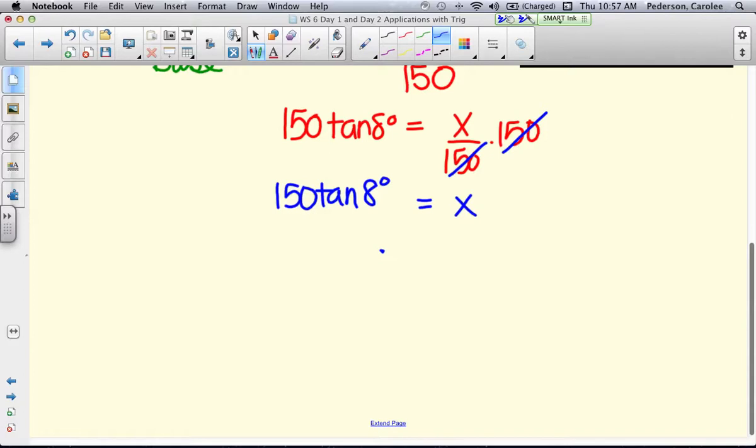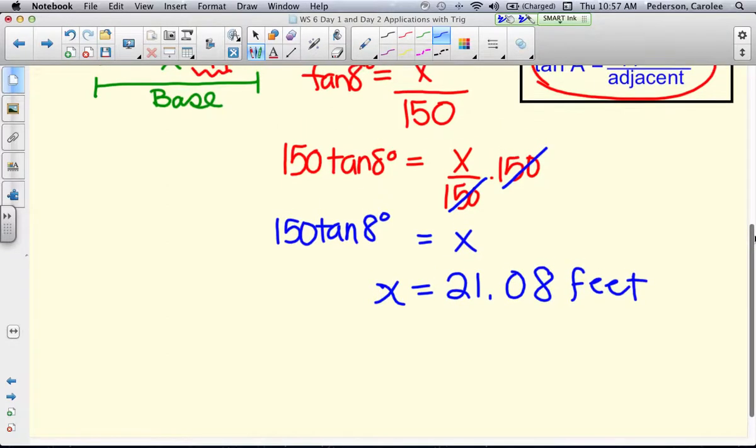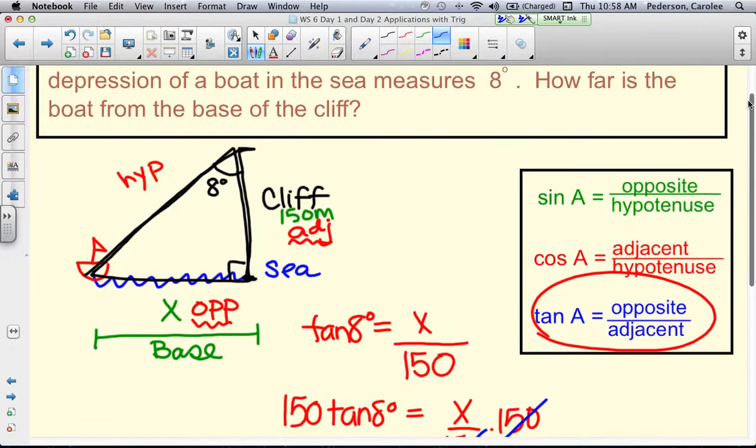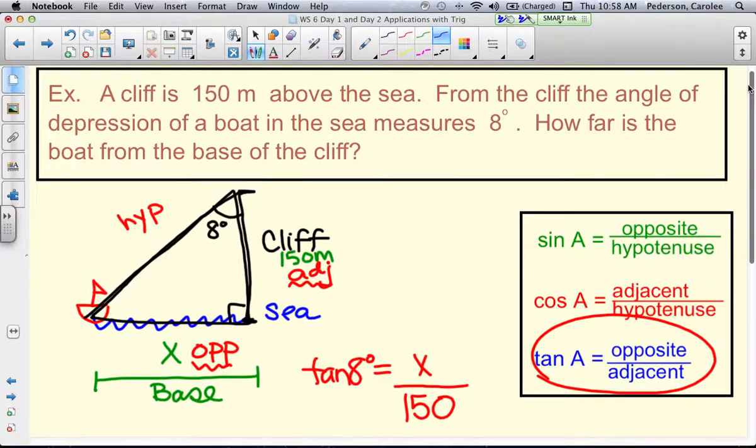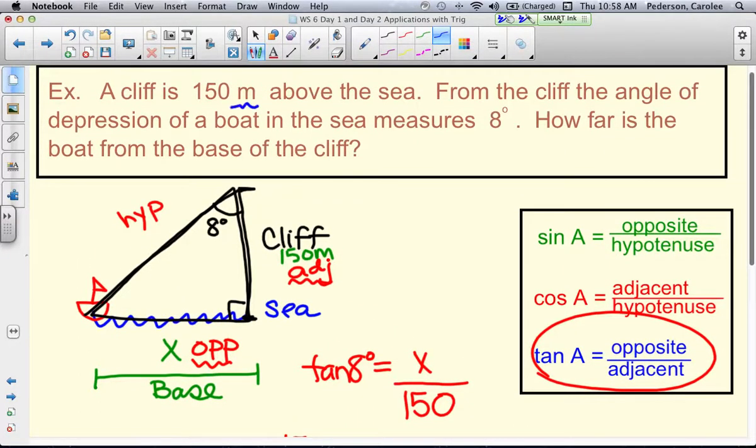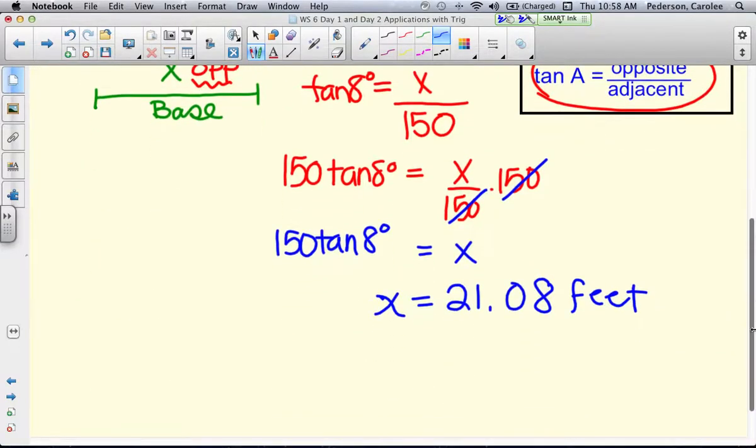So with your calculator, enter in 150 times the tangent of 8. Finish off the parentheses. X equals 21.08 meters. So this boat, meters is the units. This boat is 21 meters from the cliff.